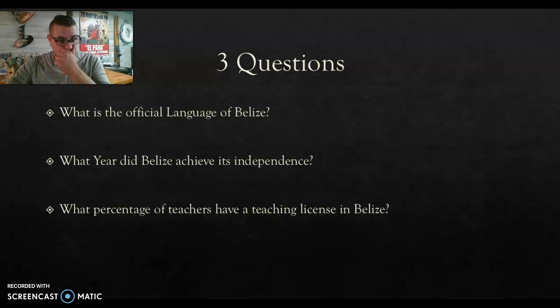So the 3 questions I have: what is the official language of Belize? I mentioned that right in the beginning. What year did Belize achieve its independence, and what percentage of teachers in Belize have a teaching license?